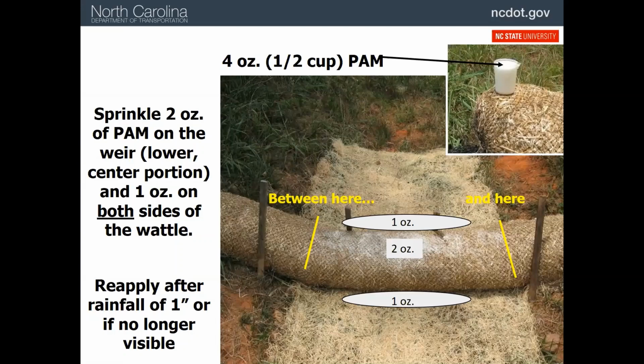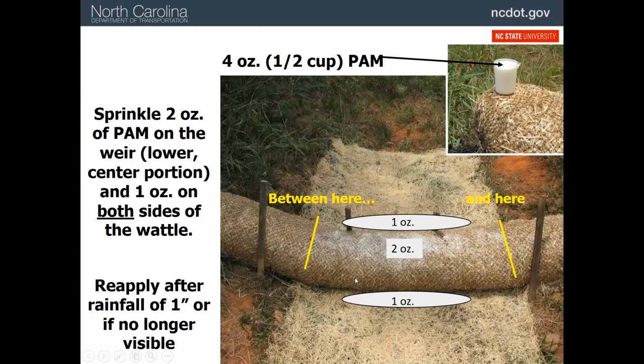So this picture shows the correct placement of the flocculant. You see how there's a powder here. This is the flocculant, and this is about 4 ounces. So we've put 2 ounces on the wattle right there, and then 1 ounce on each side of the blanket.